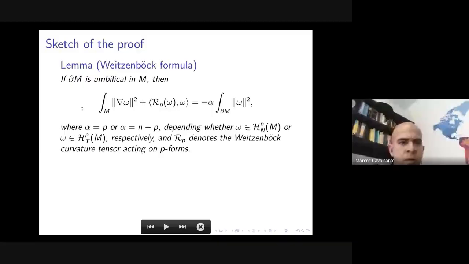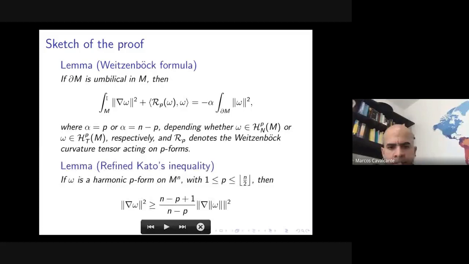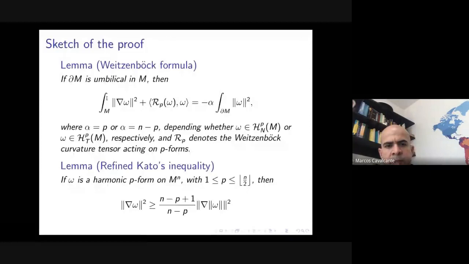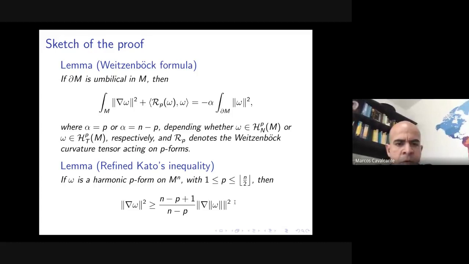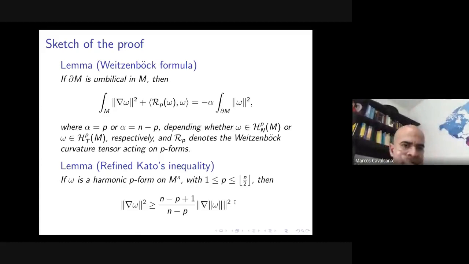Another result we need is called the refined Kato inequality, which says that in the case of harmonic p-forms, the norm of nabla omega squared is greater than or equal to this constant times the norm of the gradient of the norm of omega, also squared. It's a well-known inequality that holds for harmonic p-forms. So the first idea, of course, is to plug this inequality into the Weitzenböck formula.